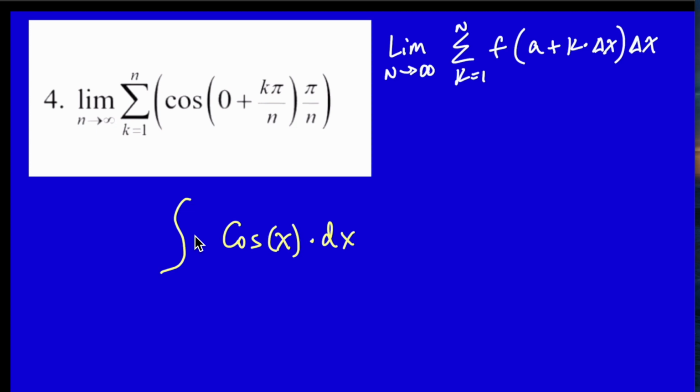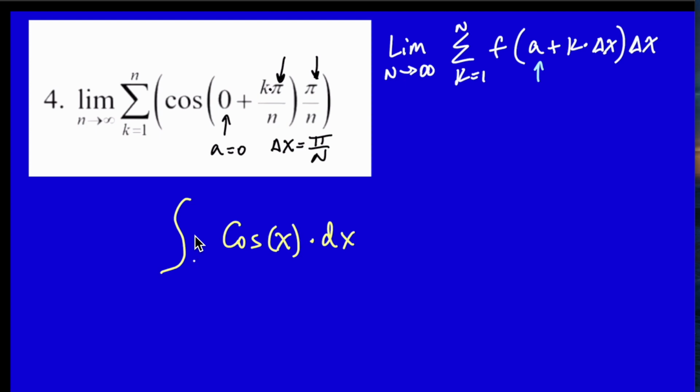We know that that is a. Okay, look at our formula over here on the upper right. That's our a value. So we know that a is equal to 0. The other thing we know is that we have k times delta x right here, and then we have delta x on the outside. So it's very clear that our delta x equals pi over n. Okay, so all we need to do is find our b value.